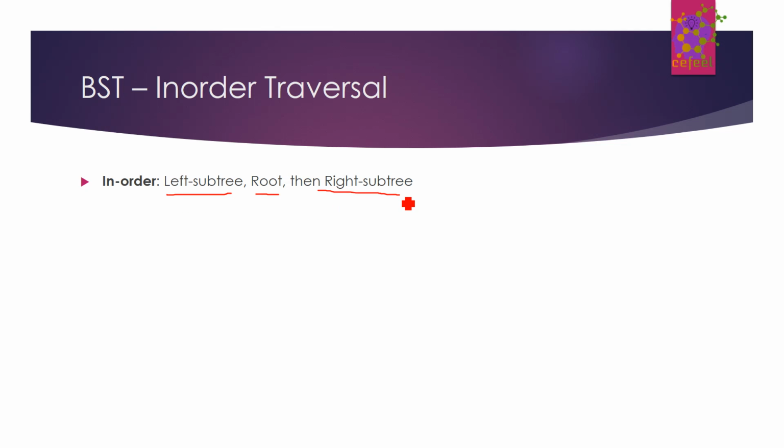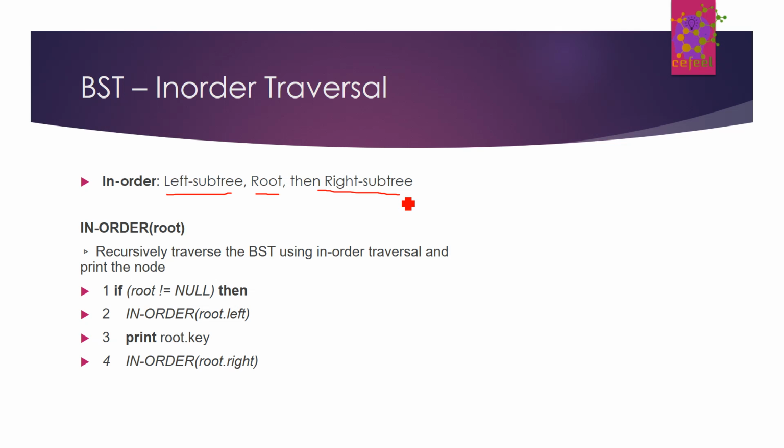So let's see the algorithm. The algorithm is actually pretty simple. If you compare this with pre-order, what you will see is root.key is now in between. Earlier it was up, now it's in between the left tree traversal and the right tree traversal, which means first the left subtree is to be traversed completely, then the root is traversed, and then the right subtree.